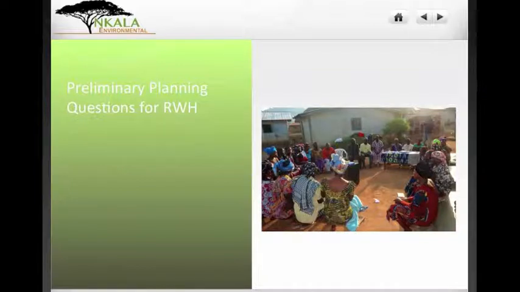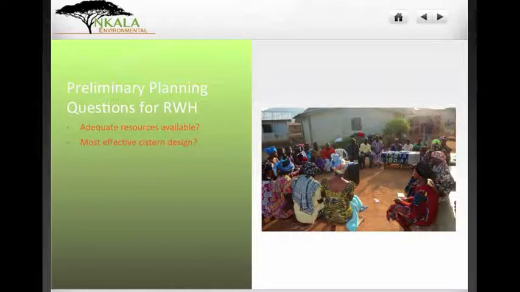In preliminary planning, there are some basic questions that we want to ask before we go into design or building of our rainwater harvesting system. The first question is, are there adequate resources available? If you're building rainwater harvesting for your family, or perhaps you're part of a community building something for your community, that should be the first question you ask. Do you have the money, the manpower, and so forth to finance and actually build the system?